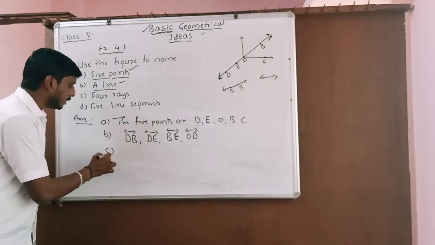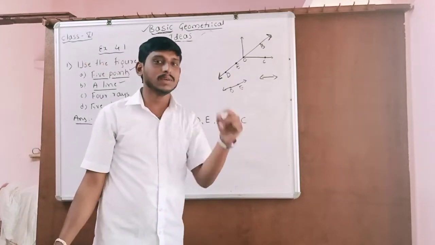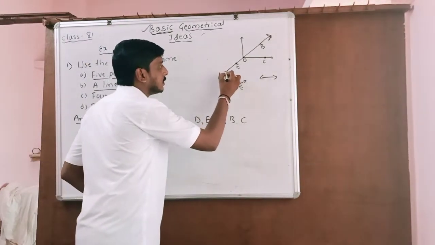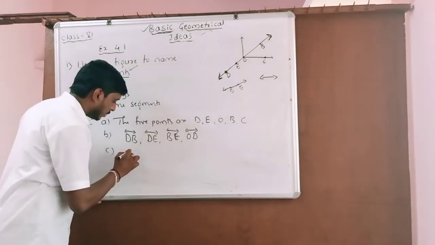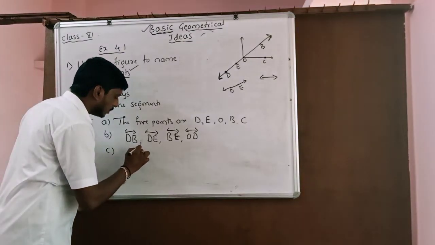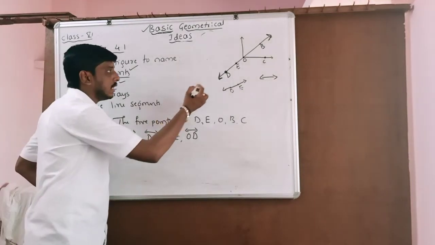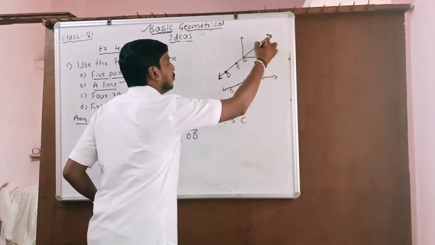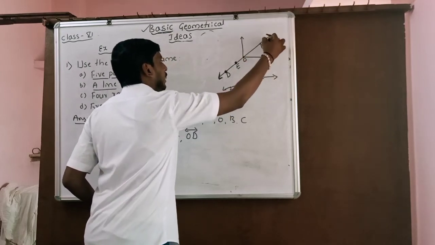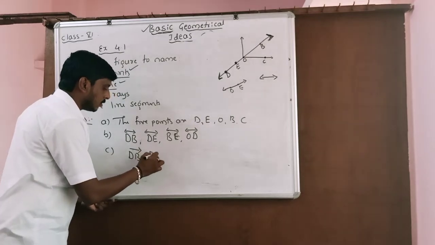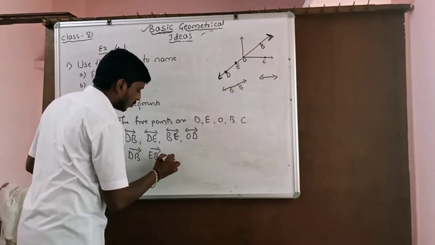So next one, see what is that? Four rays. You know rays. A ray has one initial point, and the other is endless. So I will take these. This D is the initial point, and I will take first DB. So this is a ray. See the ray symbol. Here D is the initial point and B is one side extended. Similarly, E is the initial point, one side extended. I will write EB is a ray, and OC is also a ray.